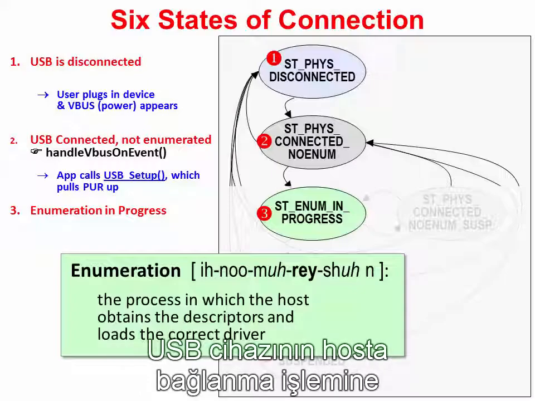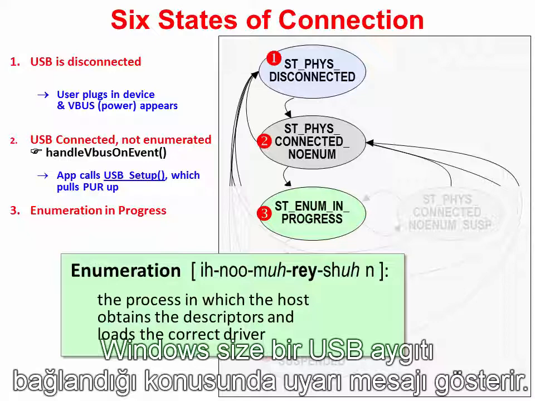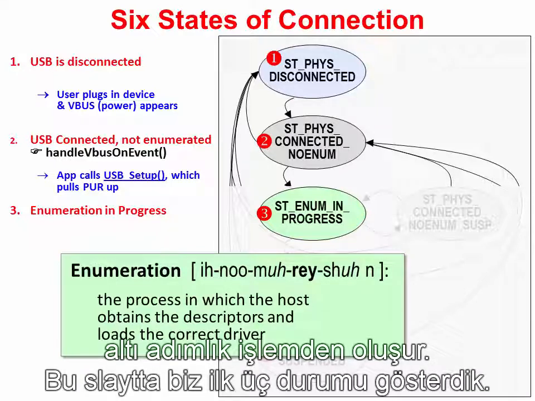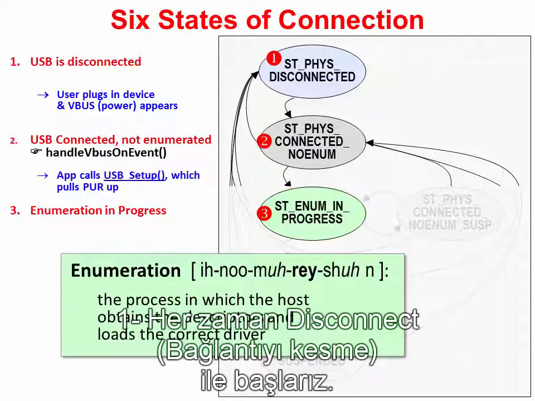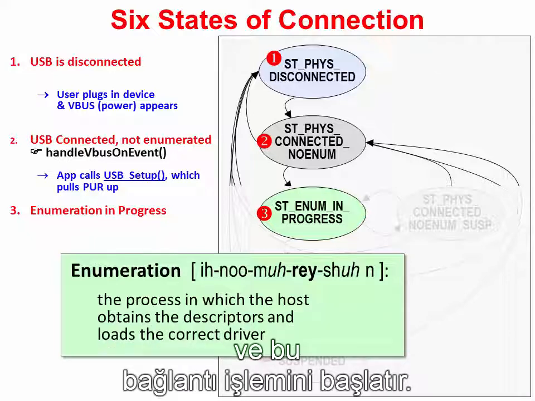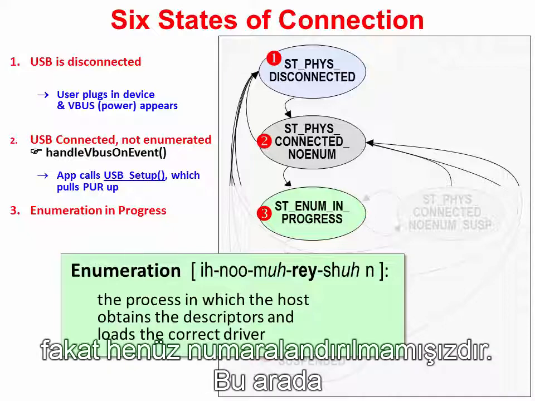The process of connecting a USB device to a host is called enumeration. In fact, you may have seen a pop-up at some point in Windows that tells you it's enumerating a device that you plugged into its USB port. The USB connection state diagram is a 6-step procedure. On this slide, we show the first 3 states. 1. We always start out disconnected. When the cable is connected, the host applies power to the VBus signal of the USB cable, and that starts the connection process. 2. At this point, we move to the connected but not enumerated state.